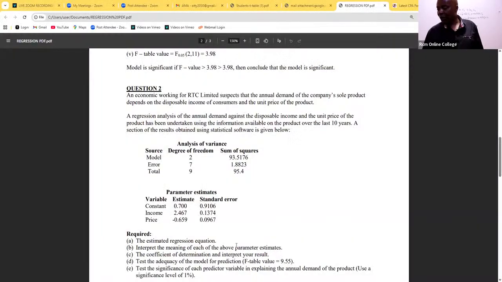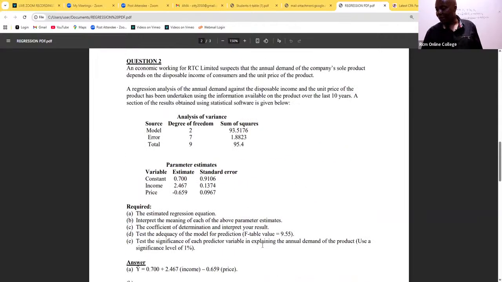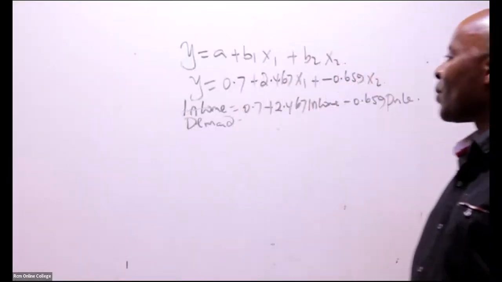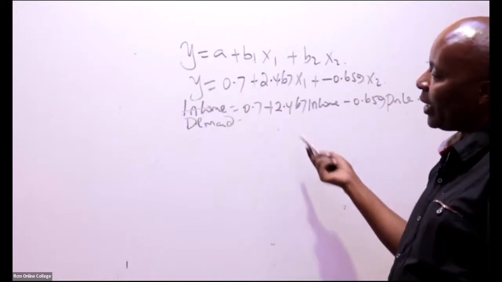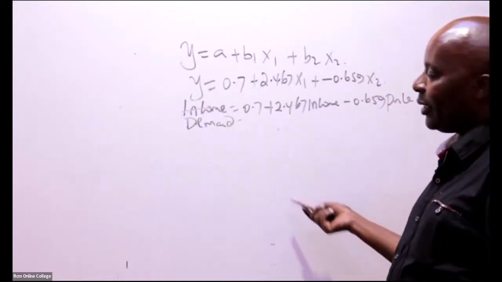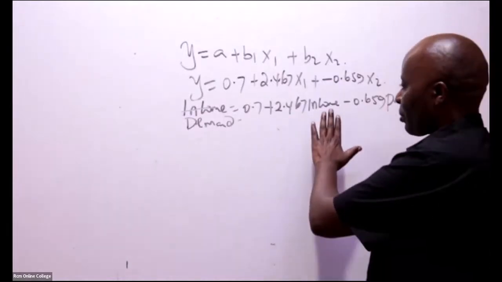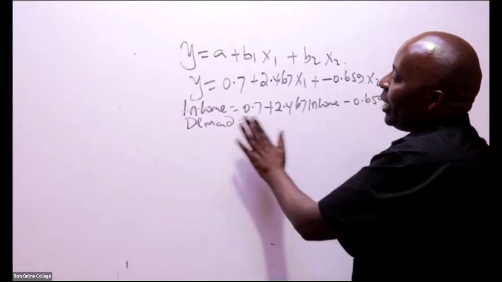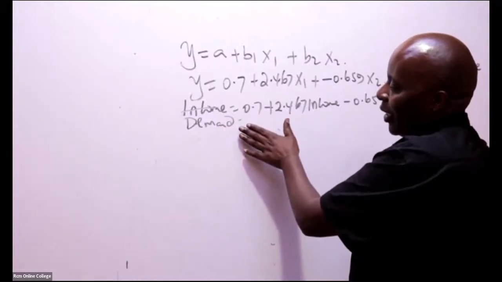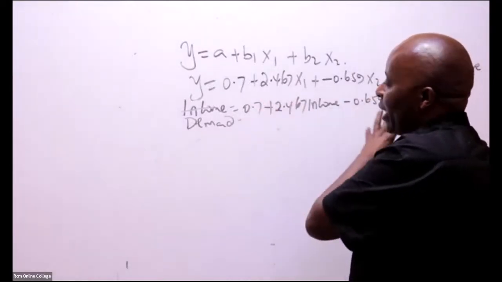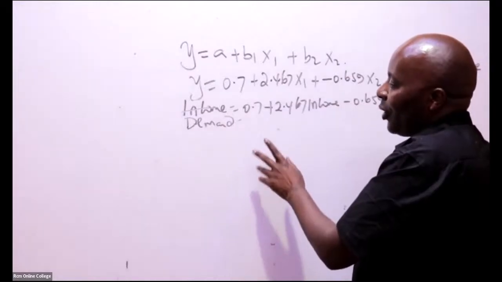In Roman 2 of this question, they want us to interpret the meaning of each of the above parameter estimates. Let me explain a little, and then we read. This 0.7 is a constant demand: it is the demand when income is 0 and price is 0. It is not dependent on income nor on price.